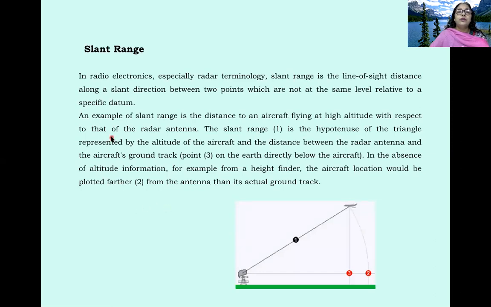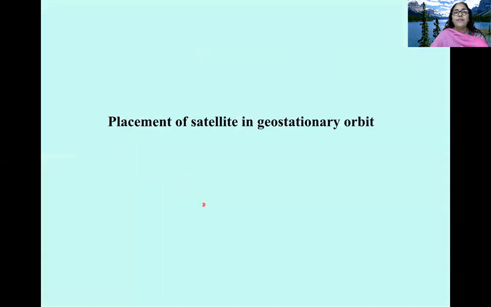Now the slant range. In radio electronics, especially radar terminology, slant range is the line of sight distance along a slant direction between two points which are not at the same level relative to a specific datum. An example of the slant range is the distance to an aircraft flying at a high altitude with respect to that of the radar antenna. The slant range is the hypotenuse of the right triangle represented by the altitude of the aircraft and the distance between the radar antenna and the aircraft ground track. Here it is denoted by d. So this is the slant range.